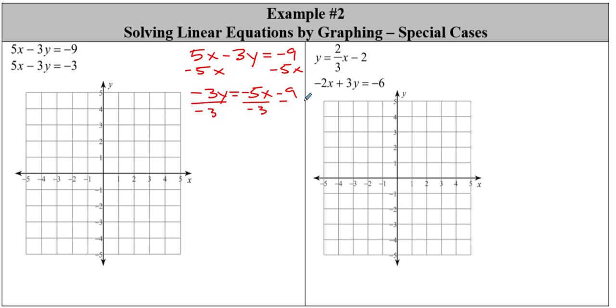Negative 3, there we go. And then we get y is equal to, remember, negative 5 over negative 3 is a positive 5 over 3. X always out front. And then I got this plus 3. Okay, so y equals 5/3 x plus 3. Let me box this up too.